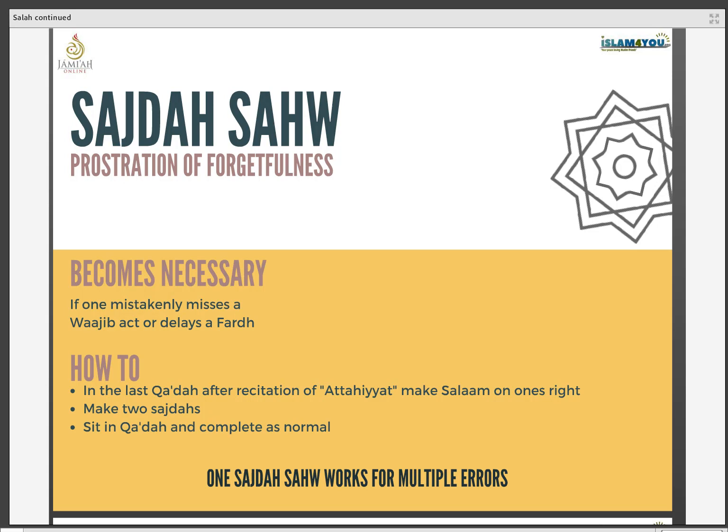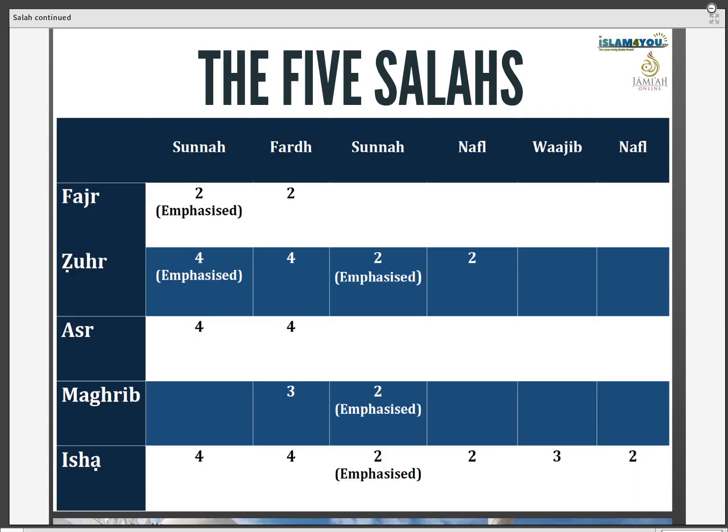Here, what do we then do? If there are multiple mistakes, one sajda would fix it up. Obviously, when we say one sajda, it is a set of two sajdas, right? So that one sajda as-sahu would then fix it up. So we wouldn't have to do it multiple times because we had multiple mistakes, but one sajda would be in place of multiple errors. So that is with regards to sajda sahu.